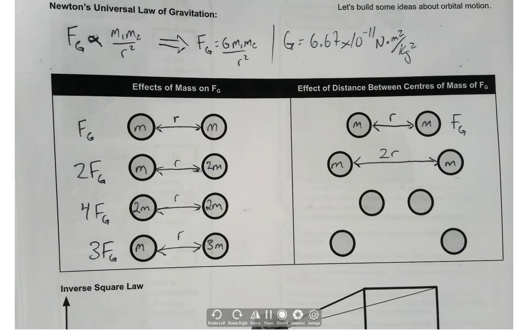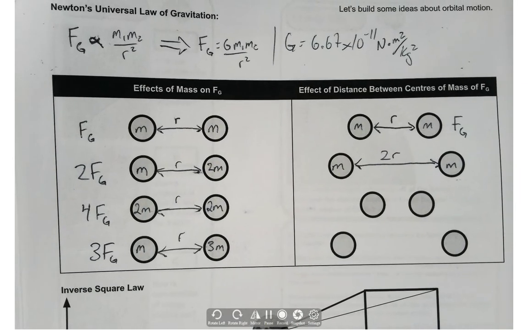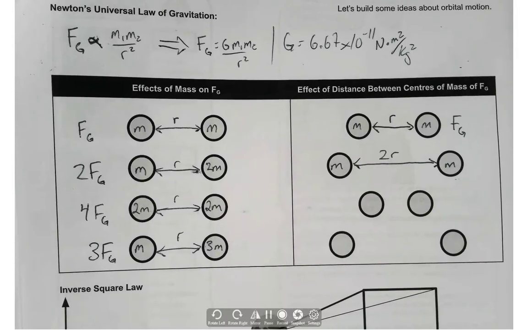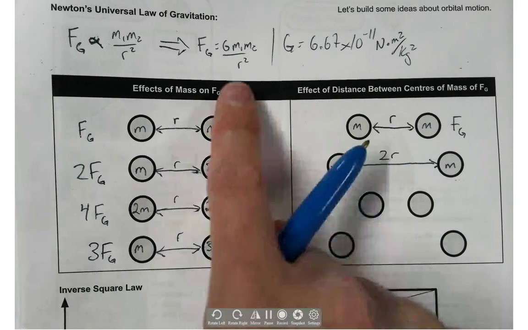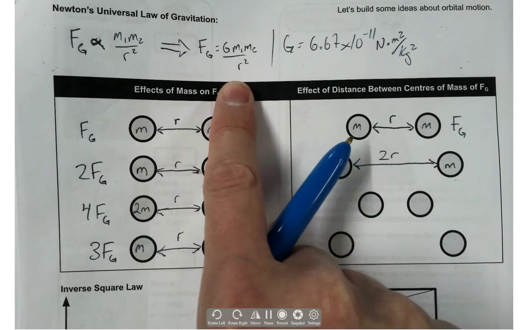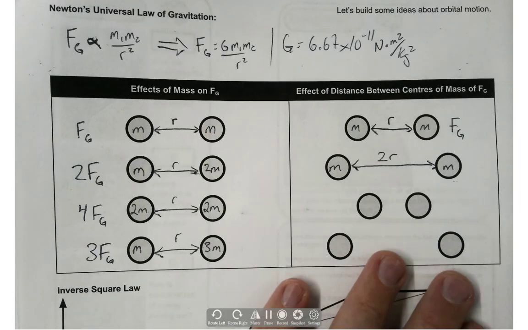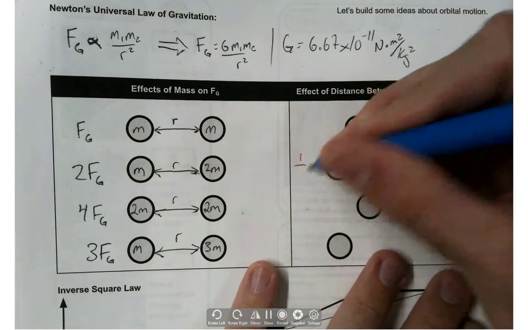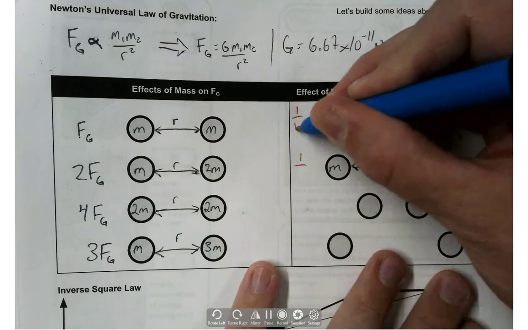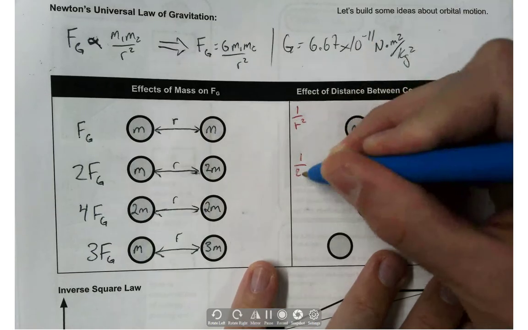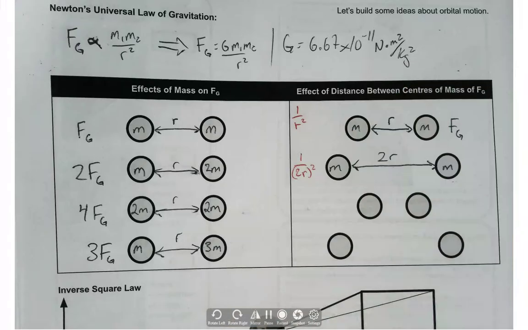It doesn't half. Look at this equation here. What happens if you double the r? Look at this. If it's 1 over r squared as opposed to 1 over 2r squared, what happens to the Fg value?